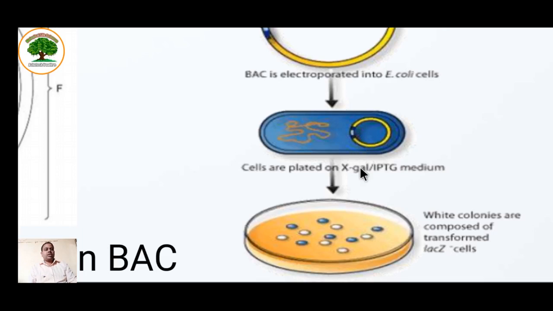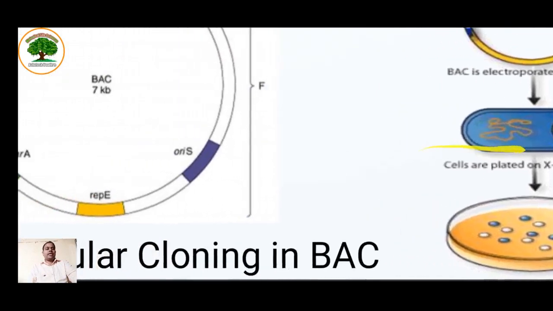X-gal is the substrate for the lac operon and IPTG is the inducer of the lac operon, that is the lacZ gene that is producing beta-galactosidase. Now you can see here, if only the plasmid is inserted into the bacteria, then it will form a blue colony because it is not having the fragment of interest. And if the plasmid is inserted with this foreign DNA, then the bacterial colony will form a white color. And thereby you can select the recombinant here.